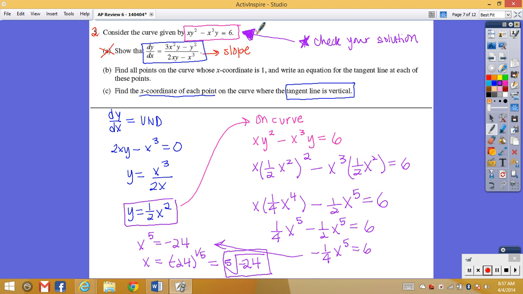So remember, this was where the tangent line was vertical. The only difference, and I wouldn't do it with this problem, but if I asked you where the tangent line is horizontal, then I would have to set the numerator equal to 0, because that's the only way a fraction can be 0.